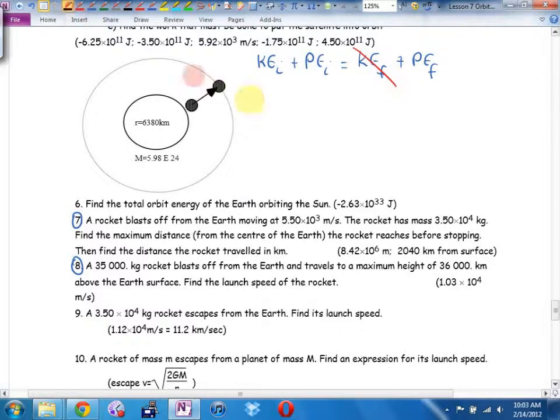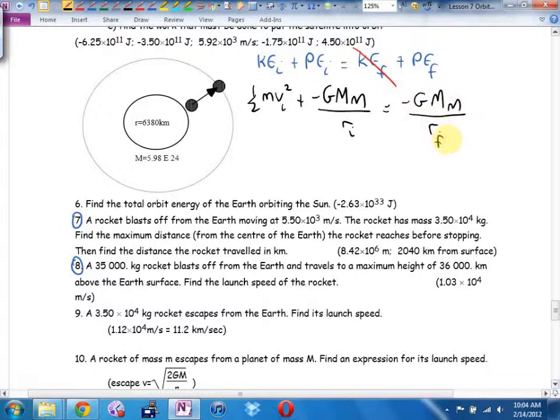Kinetic energy is a half mv initial squared plus... Now, I can't use mgh anymore. We're doing a cosmic question here with big distances. So I'm going to have to use negative big G, big M, little m over R initial, which I think is going to be the Earth's radius, because we're starting out on the surface of the Earth, equals negative big G, big M, little m, all over R final. And R final is what they're asking me to find. That would be the distance from the center of the Earth.